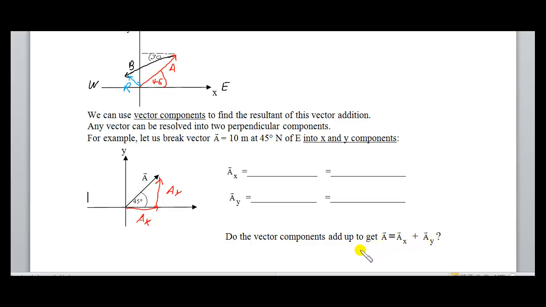And we can check this. Since this is a right triangle, we can check it by using the Pythagorean theorem. So first find these two components and then use the Pythagorean theorem down here to see if they really do give us the magnitude of my resultant vector A. So push that pause button and we'll return in a few seconds.